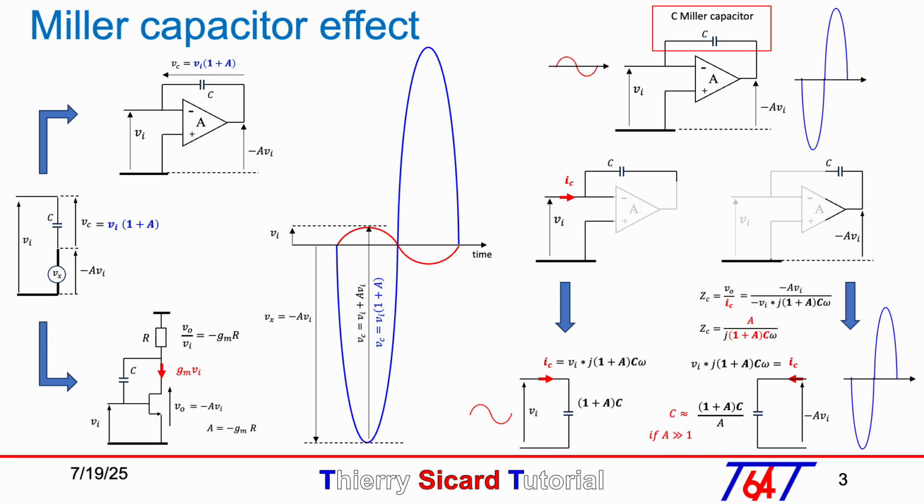When the voltage gain A is much greater than 1, the capacitor seen from the output is almost identical to C because the output voltage represents almost all the voltage across capacitor C.